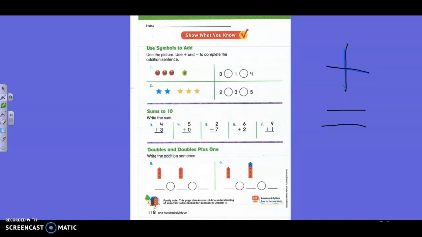This one on the bottom, new addition sentence. Count the counters. Write the number. Use your addition or equal sign. Count the numbers. Use the addition or equal sign, and then write the answer. Same with 9. Okay? Go ahead and start.